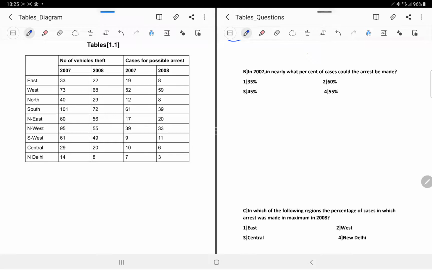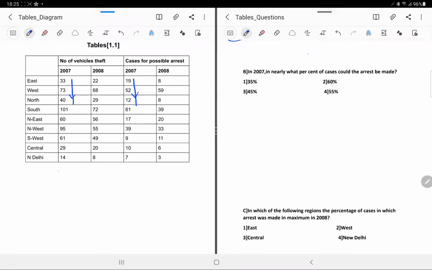Okay, in 2007, in nearly what percentage of the cases could the arrest be made? So this is in 2007. They are talking about this column and they are talking about this column. So what you can do is sum it up. The easiest thing would be to sum it up. Okay, now let's try and see this.